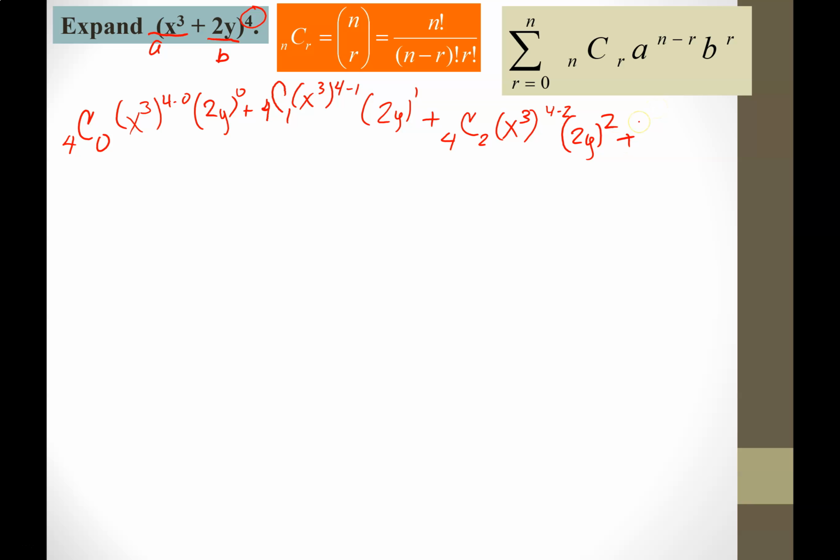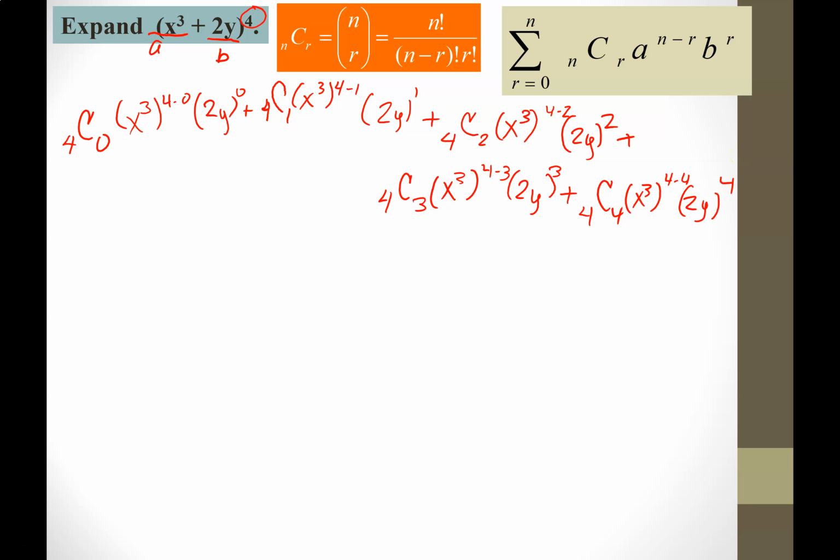Plus, I'm going to write it right below because I'm writing a little big, 4 choose 3. It's going to be 2y to the 3rd power, plus 4 choose 4, 4 minus 4, and then we're going to have the 2y to the 4th power. At this point, you're going to go ahead and simplify.